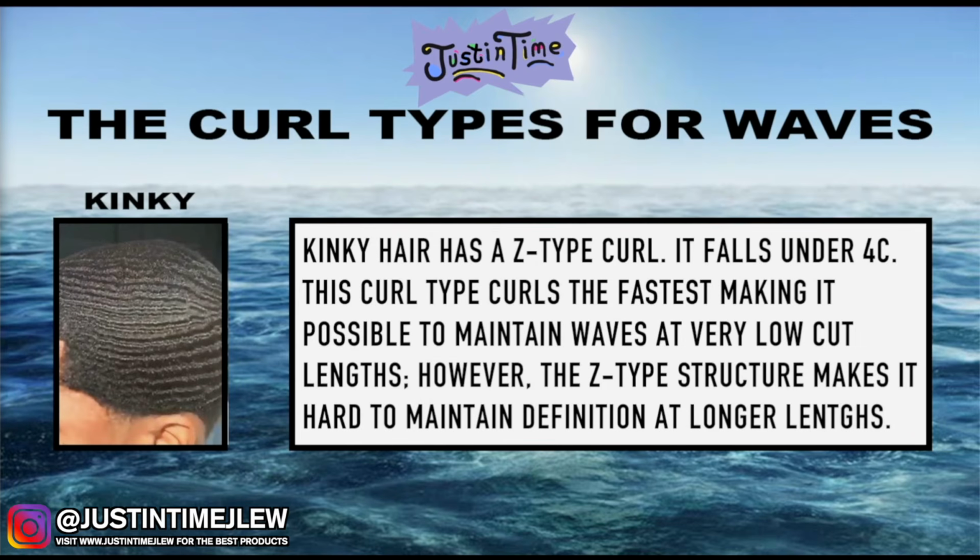What I mean by that is people with the kinky type of hair could possibly get a 0 against the grain, right? People with this type of hair could possibly get a 1 against the grain and still have waves, or a 1 with the grain and still have waves, because their hair curls at such a small length that they don't have to maintain longer lengths. But when they get into longer journeys and wolfs and things of that nature, they're typically the first people complaining because they're trying to do what somebody with coily or curly hair can do, but they can't because of the Z-type definition within their curls, right?